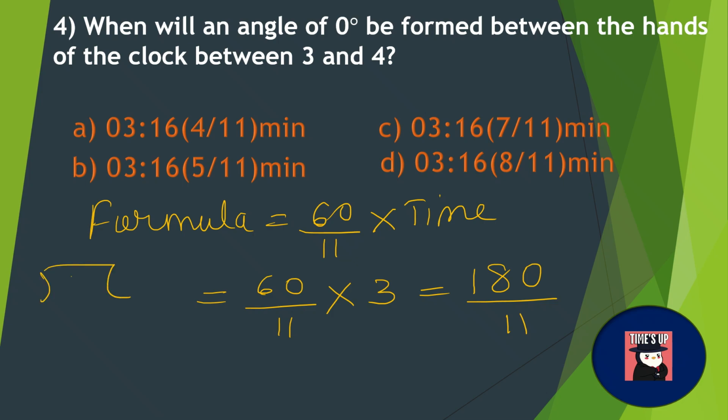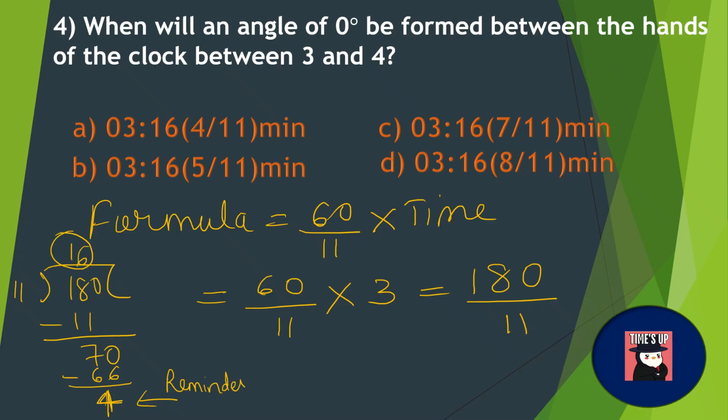So when you divide, what will you get? 11 ones are 11, correct? You will get 70, 11 sixes are 66, correct? And you're getting 4. Now, 4 is the remainder, correct? 16 is what? 16 is the quotient, and 11 is the divisor, correct? So this you need to write in the form of the minutes.